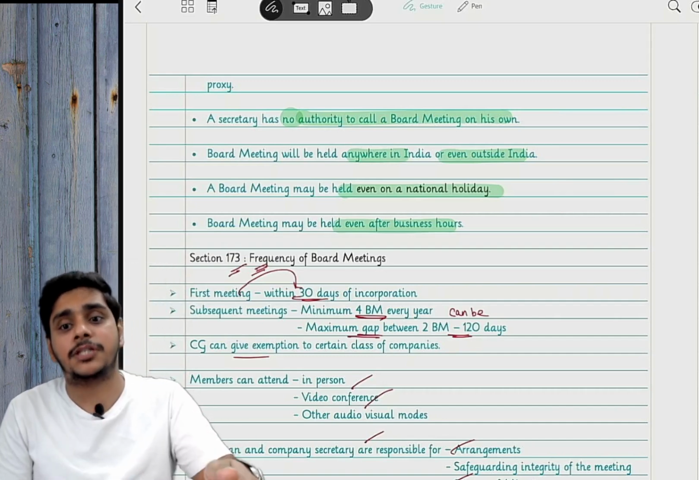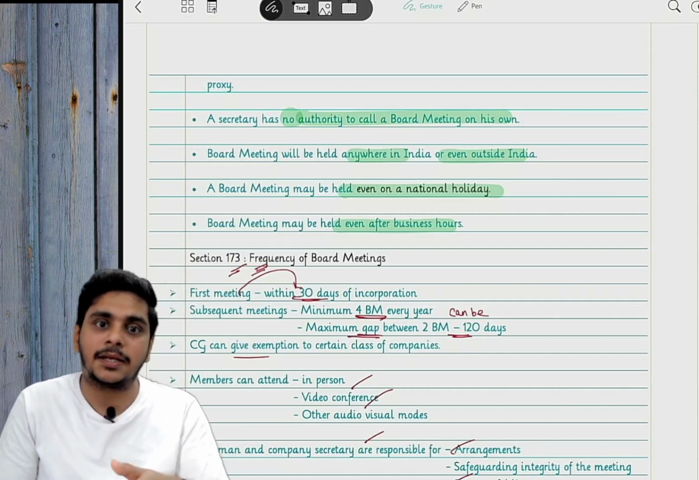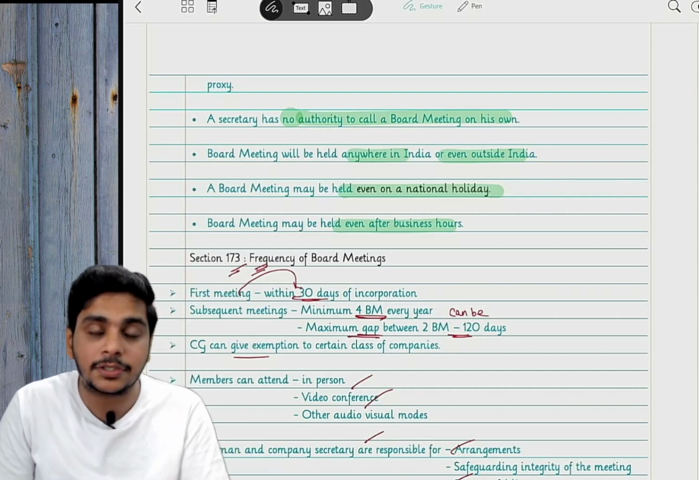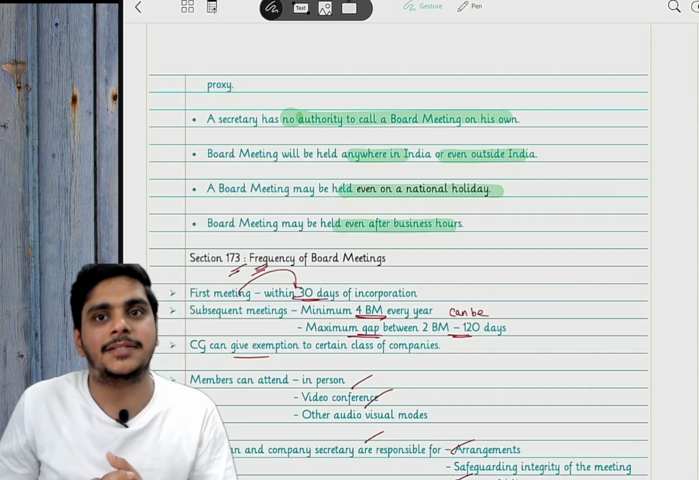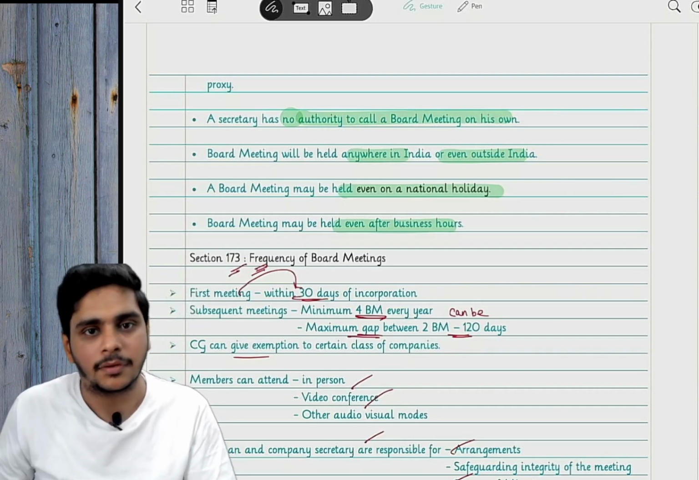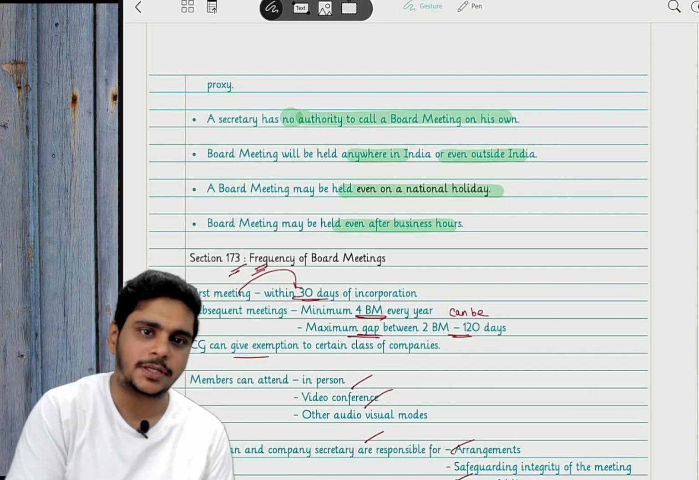Business hours are 9 a.m. to 6 p.m. The condition is only on the adjourned board meeting. An adjourned board meeting can be held on any day except a national holiday. Understood? All these small pointers are there in Section 174.